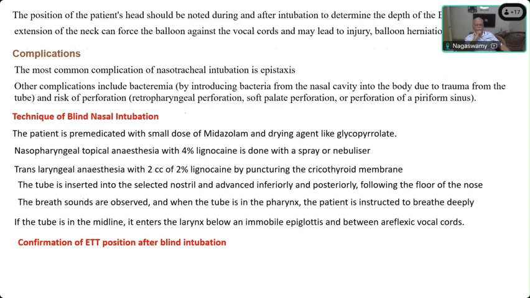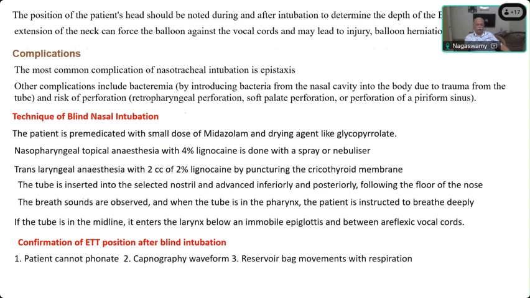What is the first and foremost thing that will happen? Bilateral chest rise and ETCO2. ETCO2, that is objective. Fogging of the ET tube, that is, the expired air will have some water vapor, so there will be some fogging in the tube. But first and foremost, the patient cannot phonate, because the patient is now conscious.